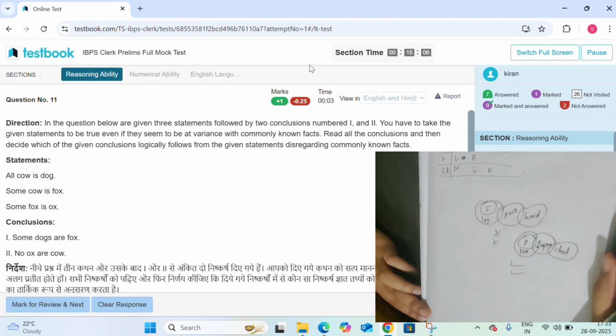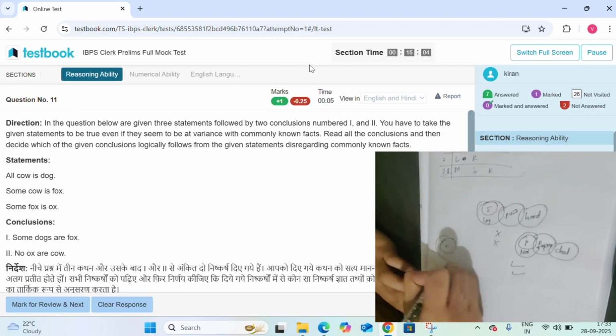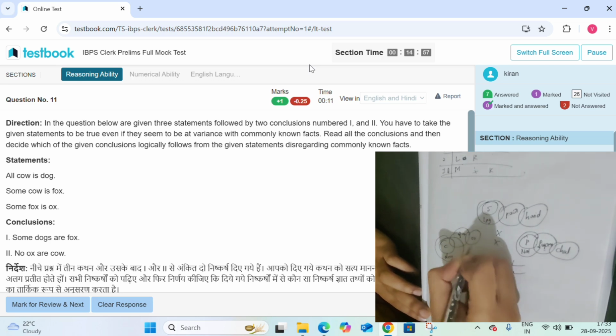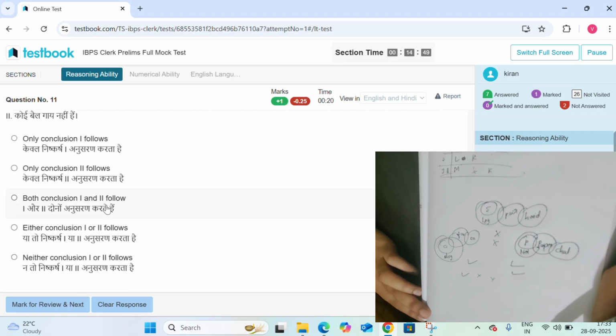Next. All cow is dog. Some cow is fox. And some fox is ox. Some dogs are fox, correct. And no ox are cow, correct, but false for only one follows.